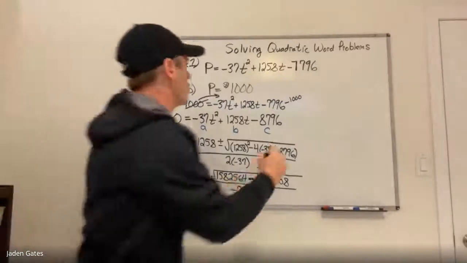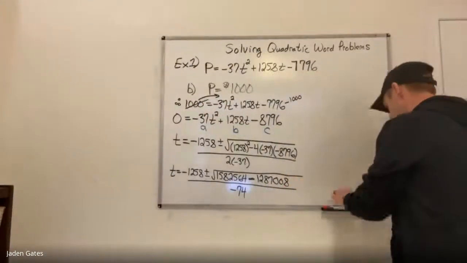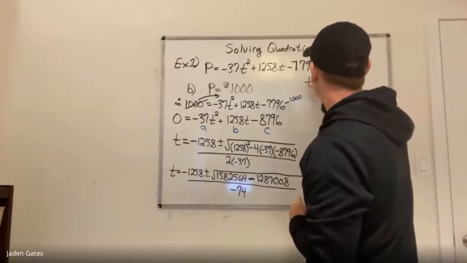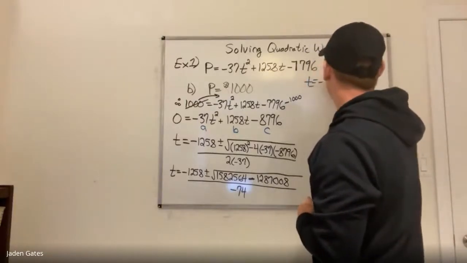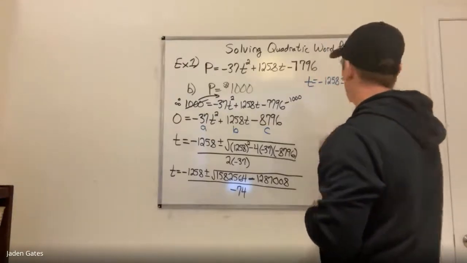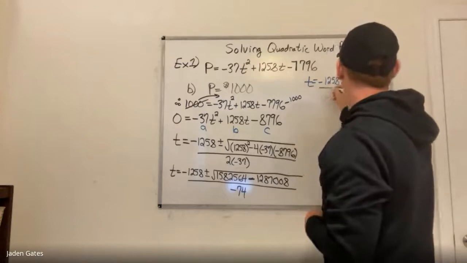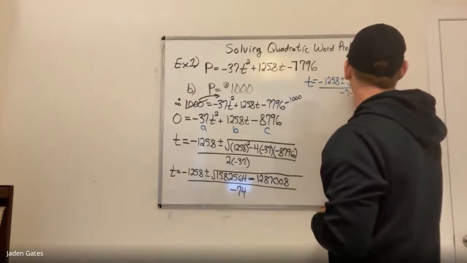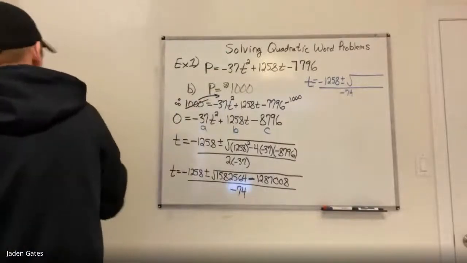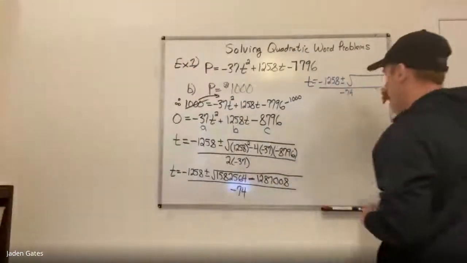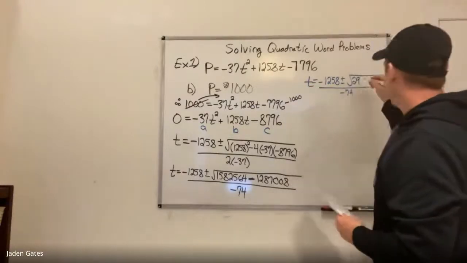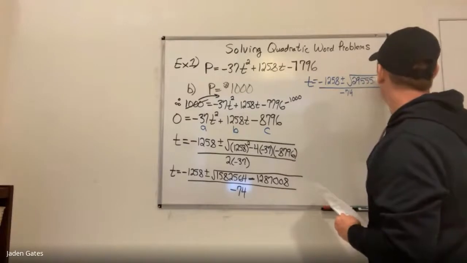All right, so I'm going to have to go up here. Why don't I switch colors, kind of make it a little bit easier to look at. So let's see here. T is equal to negative 1258 plus or minus. All right, so what's underneath there? So I know on the bottom here, I'm going to have minus 74. All right, so I take those two numbers, I subtract them, and I'm getting another big number, 2, 9, 3, 5s and a 6. There we go.